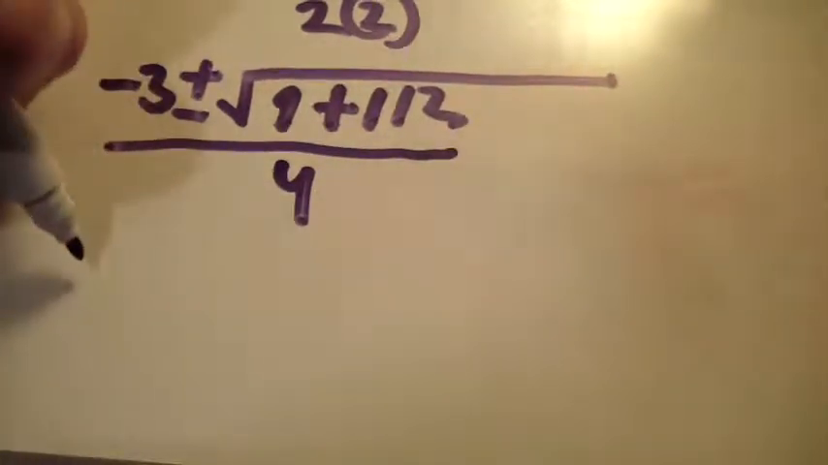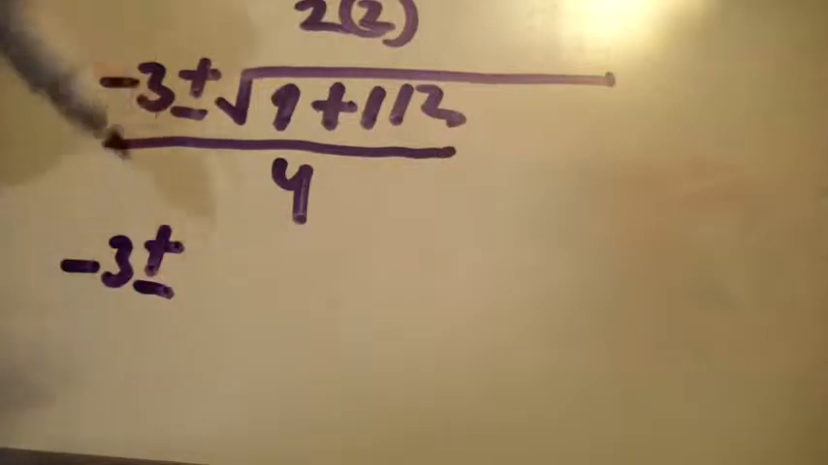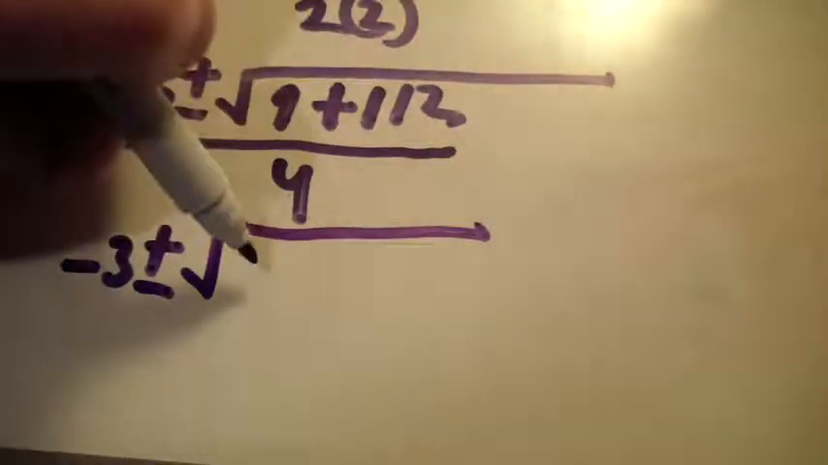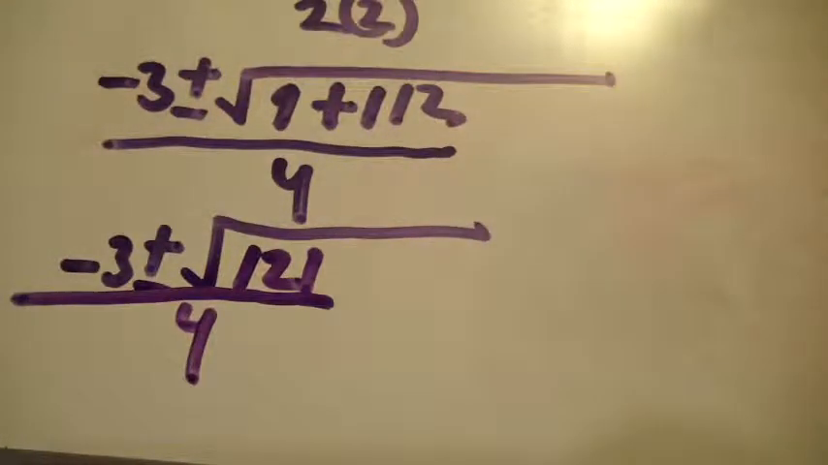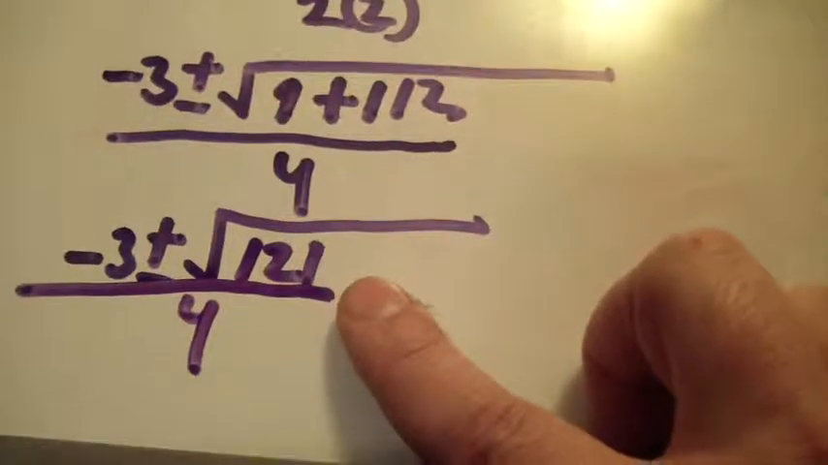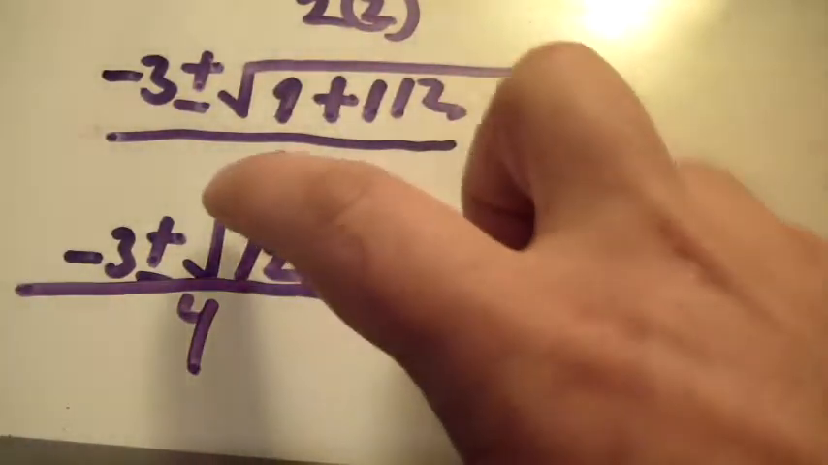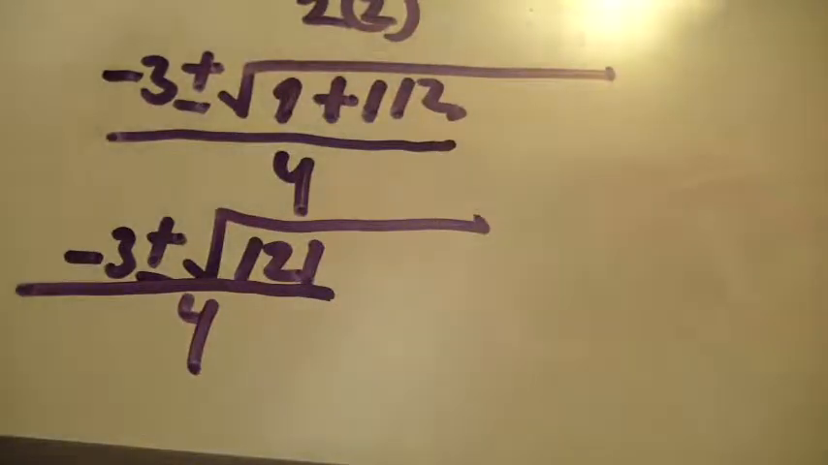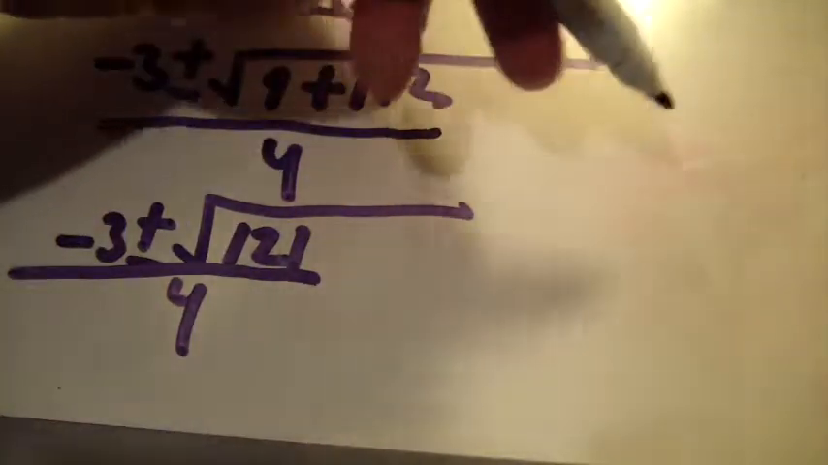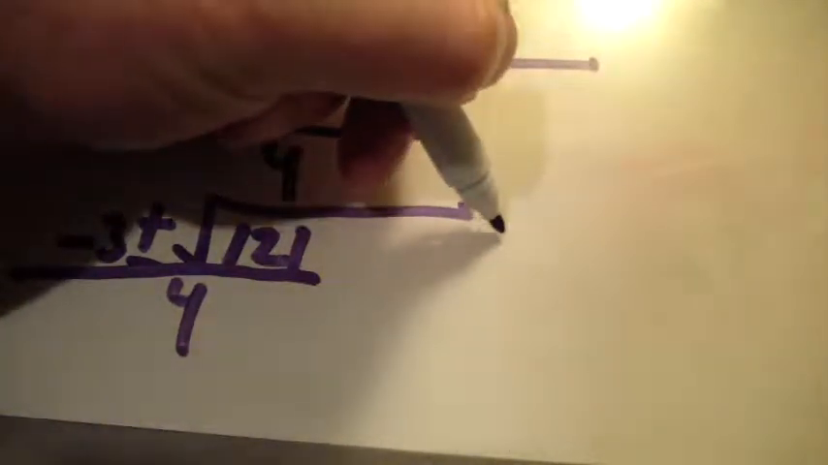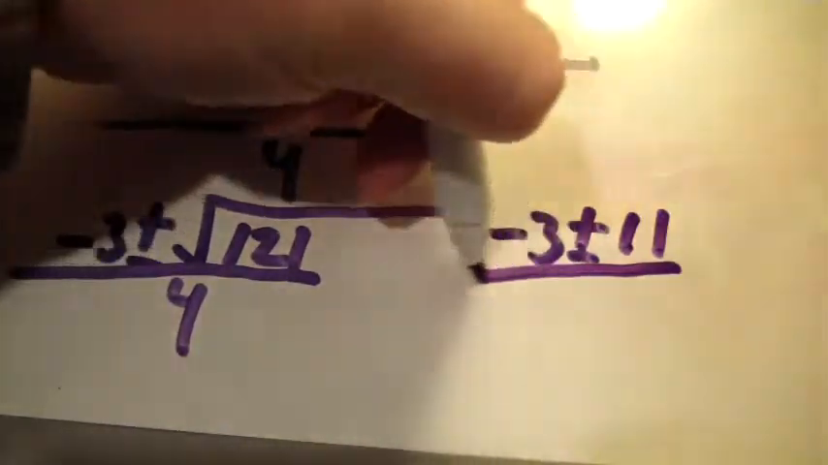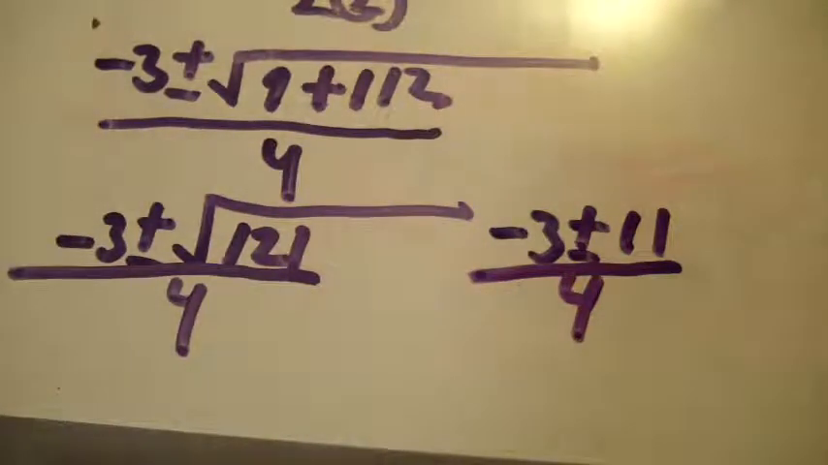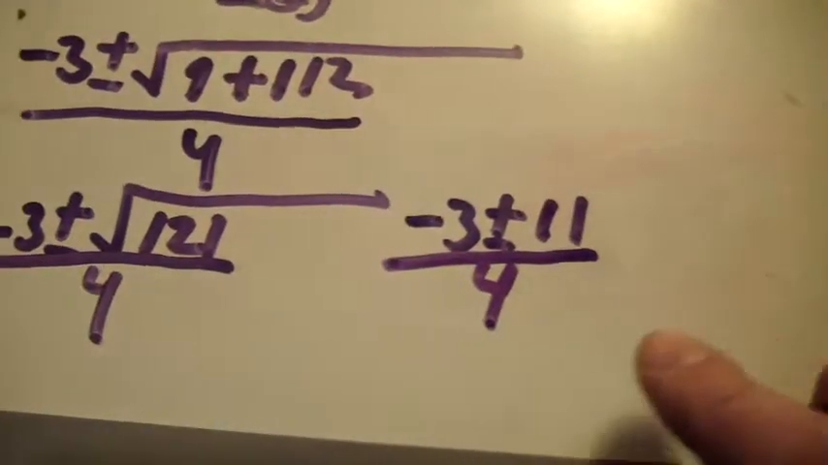It now reads negative 3 plus or minus the square root of 121, divided by 4, okay? So we need to get the square root out. We need to get rid of this root. And I happen to know that the square root of 121 is 11. So now we have negative 3 plus or minus 11, divided by 4. Okay, so now we need to figure out what that looks like.